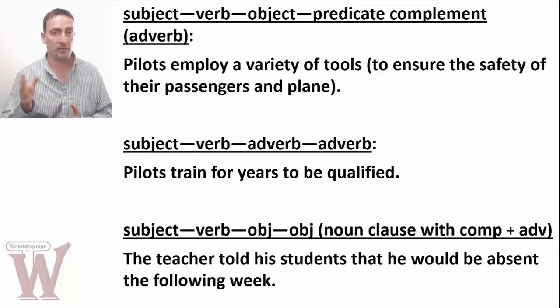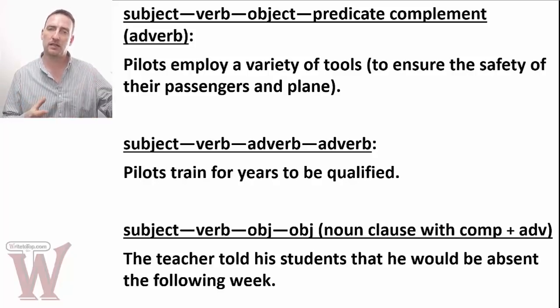Subject, verb, two objects. Remember that a noun clause can be an object. The teacher told his students, so told to whom? His students, indirect object. What did he tell them? That, beginning a noun clause, this is your direct object. He would be, and now in your noun clause, it is still a clause. It still needs a subject and its own predicate. He, subject, would be, verb, absent the following week.